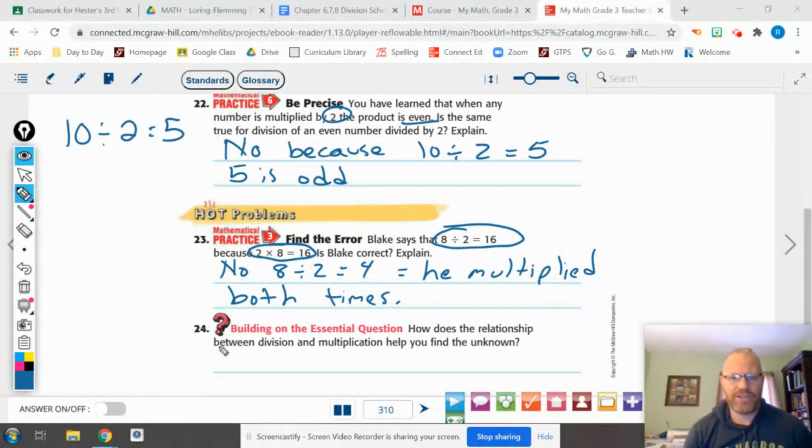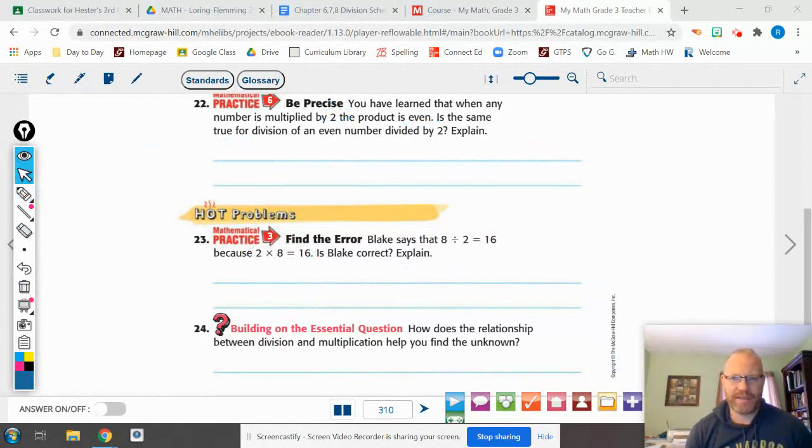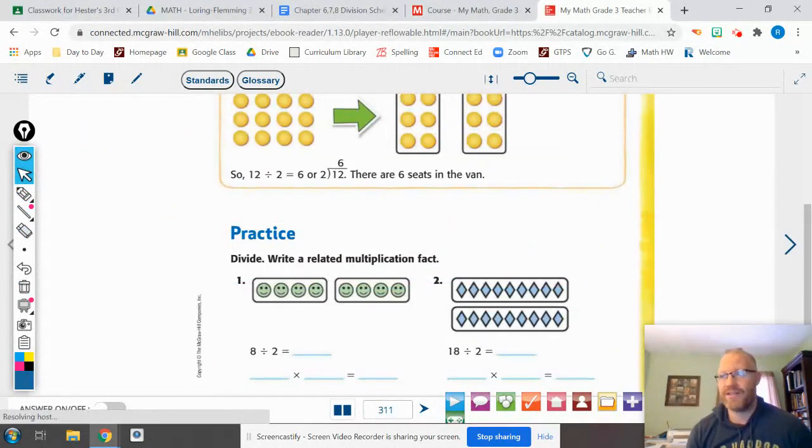How does the relationship between division and multiplication help you find the unknown? Multiplication is the opposite of division. So it's the inverse operation. So it undoes it. And that means that we'll find our answer by just looking at that.